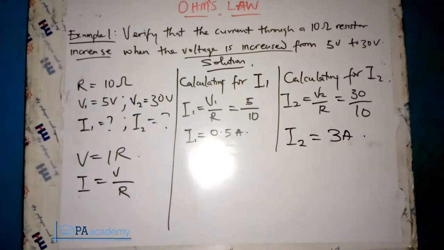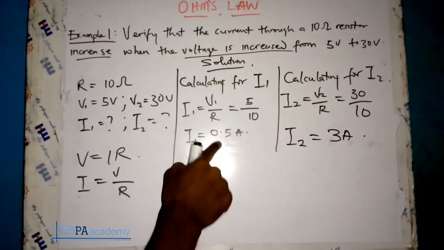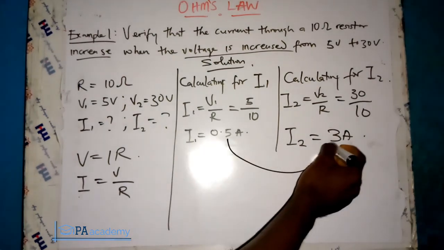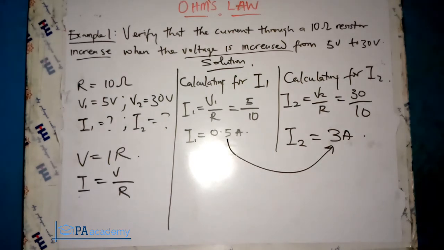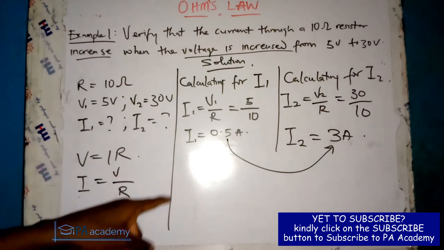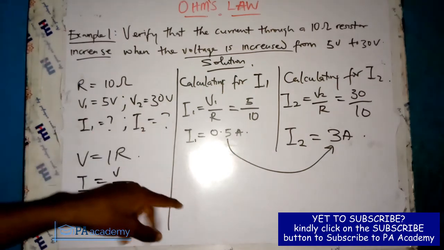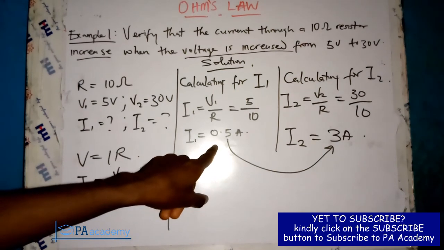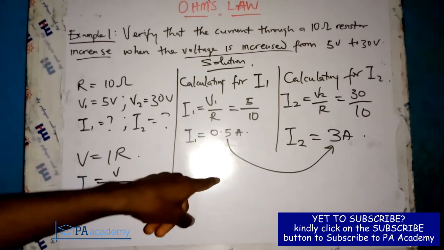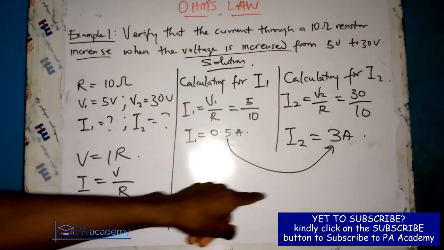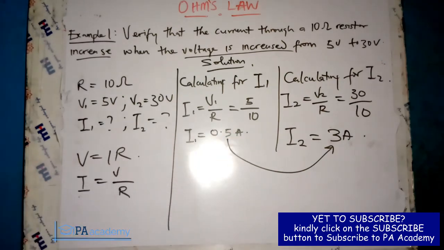You can see that our current has increased from 0.5 amperes to 3 amperes. This is just to verify Ohm's law: once there is an increase in the voltage, from 5 volts to 30 volts, it results in an increase in the current as well, from 0.5 amperes to 3 amperes. So that is the solution to example 1. We are going to be looking at another example in example 2.